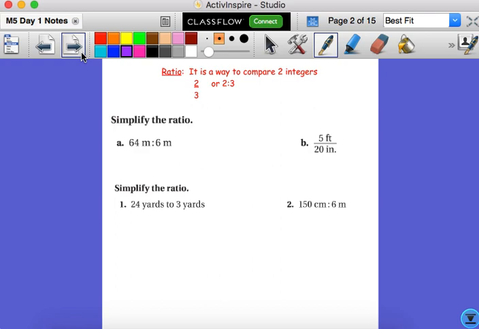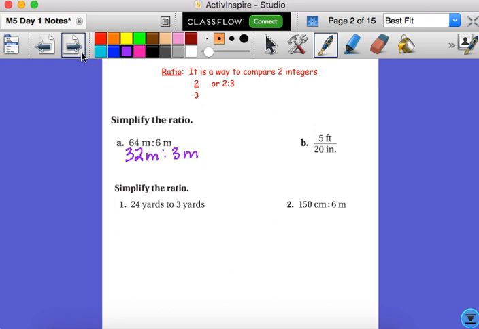So the first one is 64 meters to 6 meters. So what we want to think about is what number goes into both 64 and 6. So immediately, because they're even, I know that they're going to be divisible by 2. So I might start by saying 32 meters compared to 3 meters. And then I would want to test, is there any further way to simplify that? And at this point, that's as low as I can go. But you may notice the one on the right, we're in two different units.